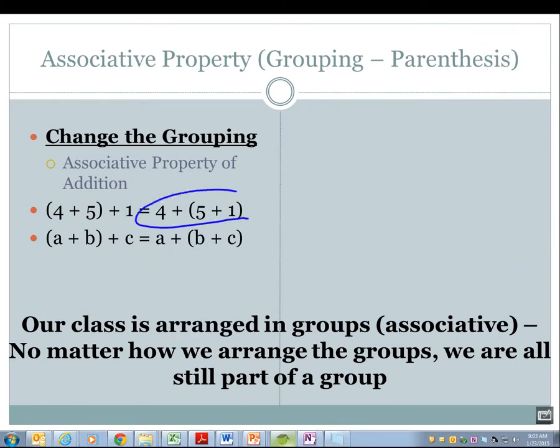For this one, what would you do first in order of operations? You do the parentheses first, exactly. But it's addition, so it doesn't really matter which one it is. With the parentheses, we do that first, but those ones are being associated. With addition, it doesn't matter what group they're in. You can put the parentheses in any one.